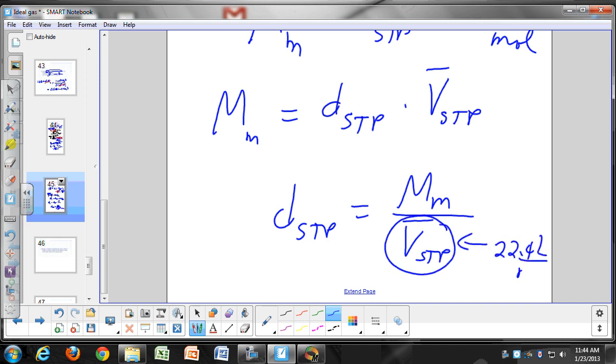22.4 liters per mole. And the unit for molar mass is grams per mole, right? So you can see mole cancels out. That gives you grams per liter. So if you know the density in grams per liter, you just multiply it by liters per mole. That would give you grams per mole. So this is grams per liter, and this is liters per mole. Okay? The liters cancel out. Density at STP times the molar volume at STP gives you the molar mass.